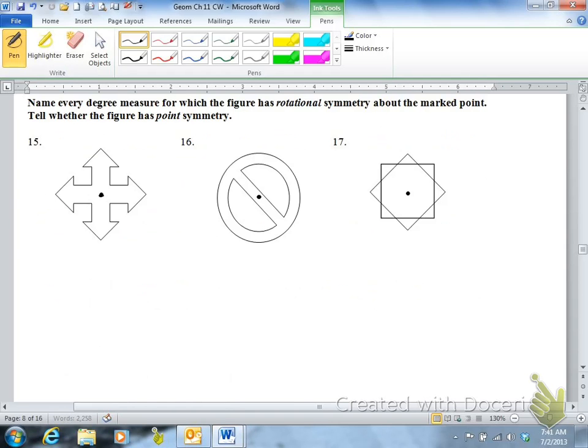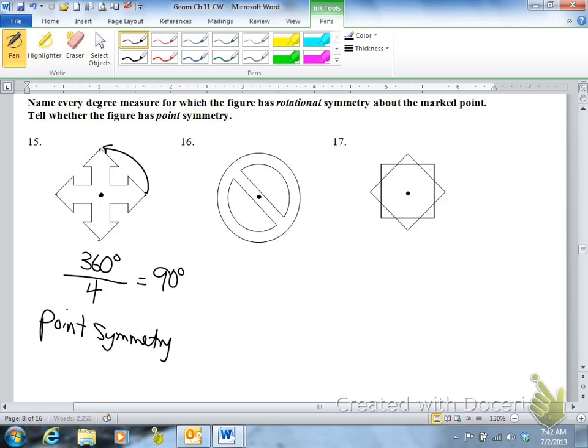So for the first, notice you have 4 identical looking sides to this shape. So if you rotate it like this, it's going to look like the exact same shape. So you would have 360 degrees as a full turn divided by 4 congruent looking sides. So you would have 90 degrees as the rotational symmetry. The point symmetry, yes or no? Point symmetry would be a yes. You could think of rotating this another 90 degrees. So 2 90s is 180, and you would have the same looking shape.